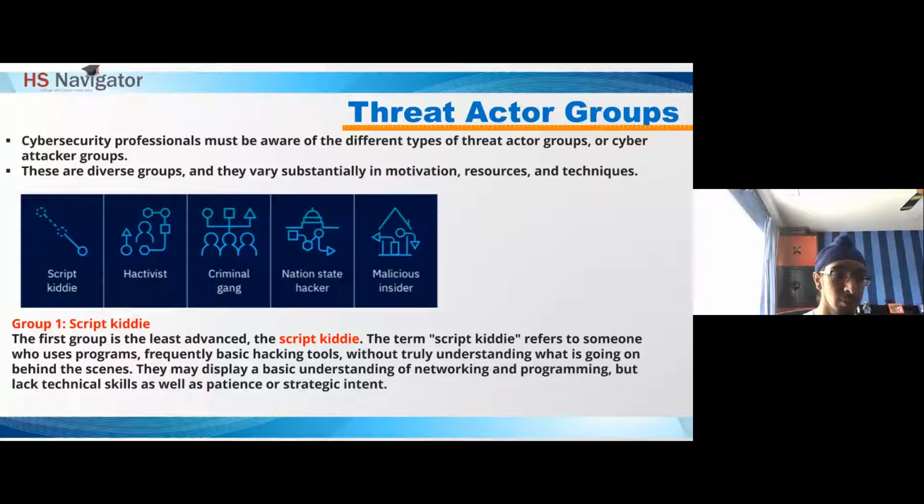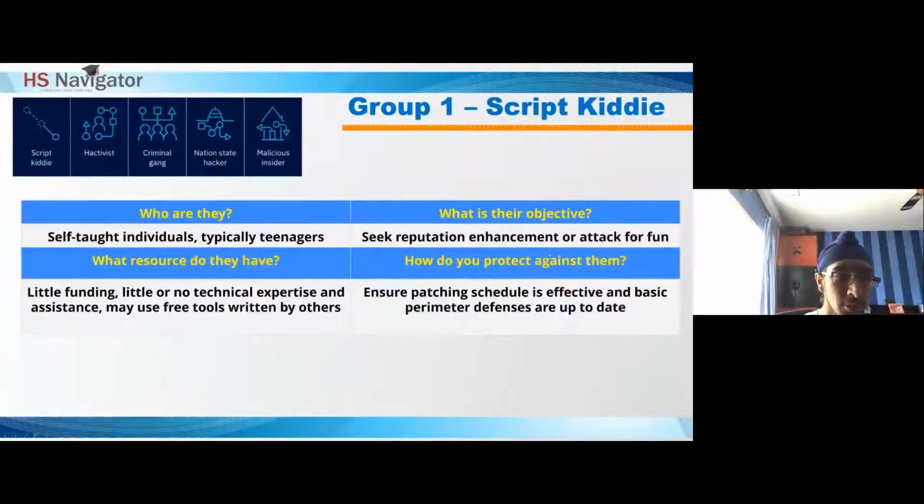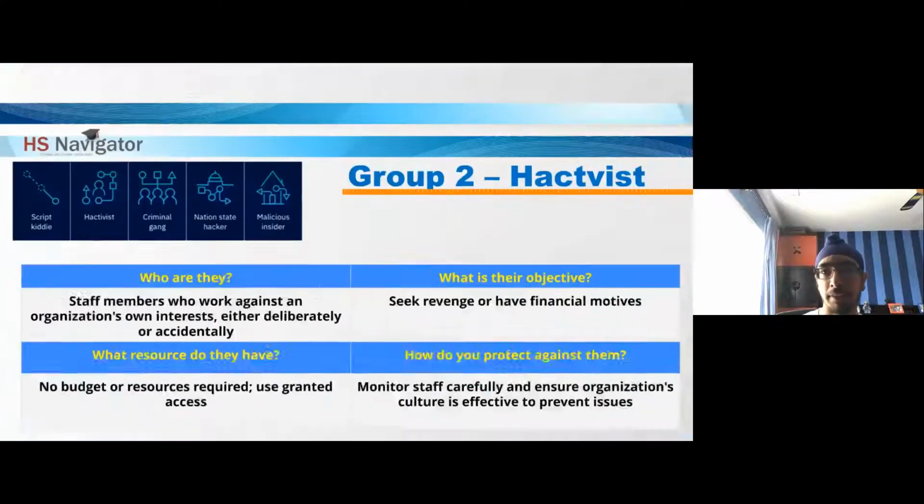They refer to someone who uses programs and basic hacking tools without really understanding what's going on behind the scenes. They use scripts without understanding what's actually going on. They're usually self-taught individuals, typically teenagers. They have little funding, little technical knowledge, and they just seek reputation, clout, or they just attack for fun. And how do you protect against them? You just make sure you have your basic security and authentication factors in, and usually that protects against anything.